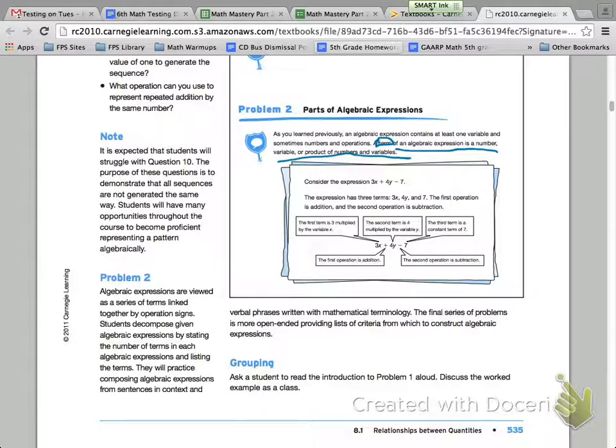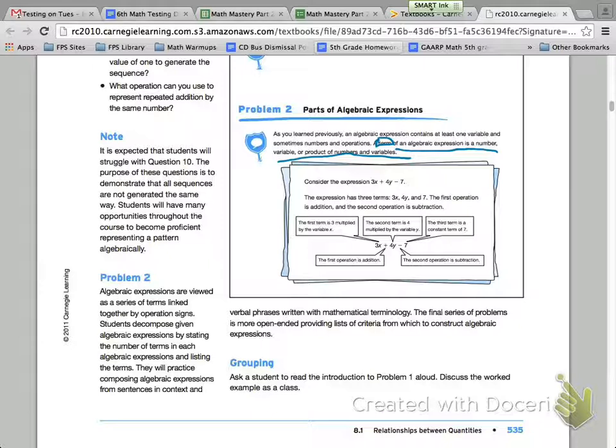So it says consider the expression 3x plus 4y minus 7. Now that might look kind of strange because we have multiple variables in that expression. The expression has three terms, 3x, 4y, and 7. The first operation is addition, the second operation is subtraction. The first term is multiplied by the variable x, so 3 multiplied by x. We already talked about how whenever there is a variable right after a number, that means multiplication.